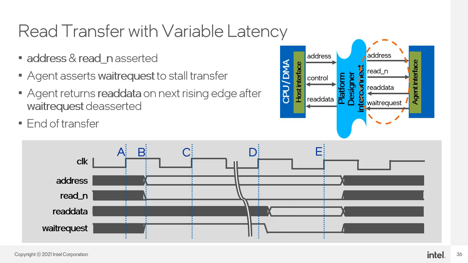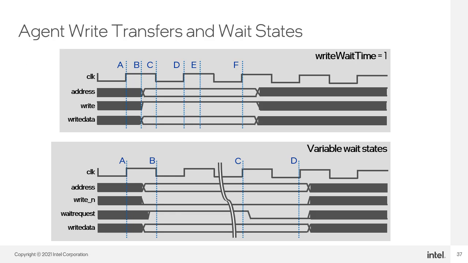In this usage, you can think of wait request as similar to an active low data valid signal for the read data. Like read transfers, write transfers also support fixed and variable latency. With a write wait time of 1 in the top example, the write issued on cycle D does not occur until cycle F, making D the wait state and F the additional cycle. In the bottom example, the agent asserts wait request until after cycle C, causing the stalled write to occur on cycle D.